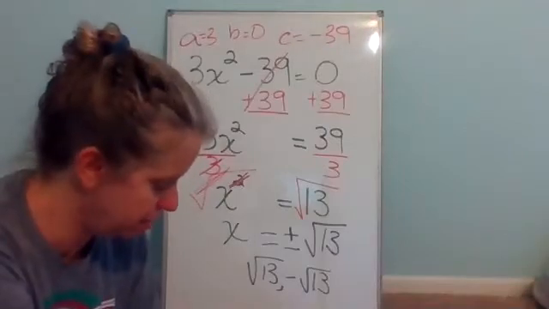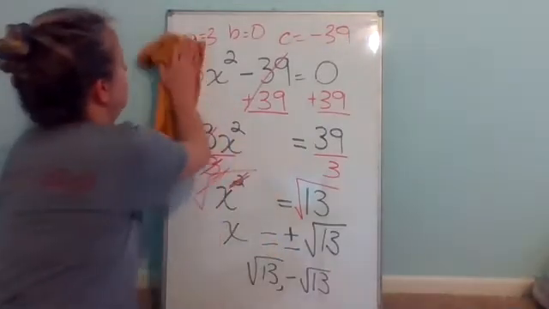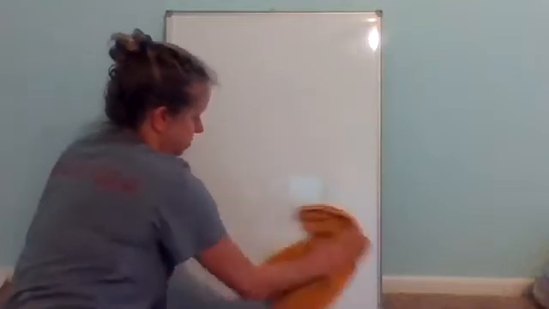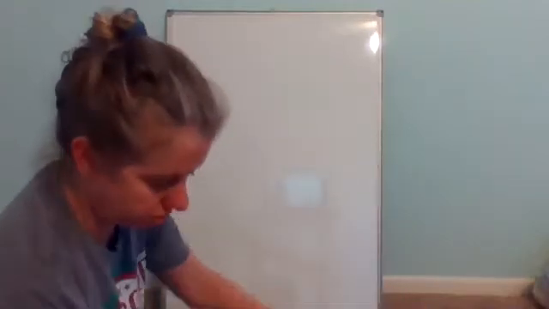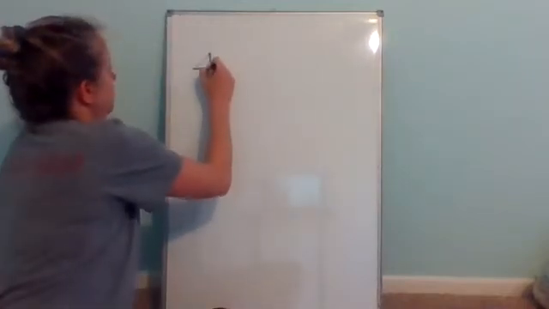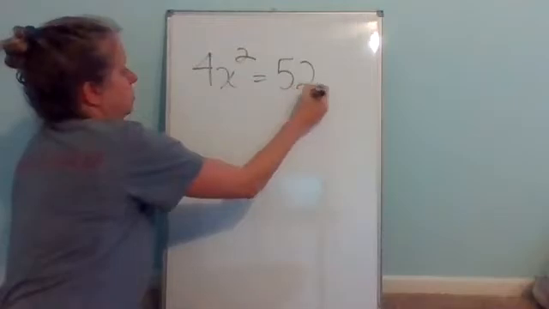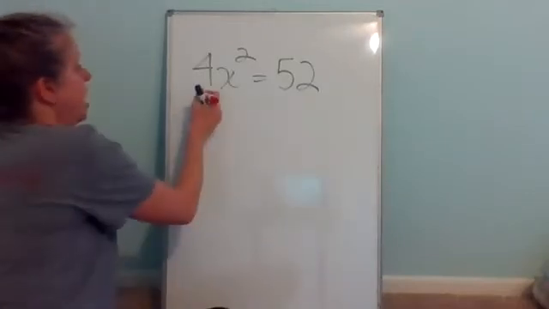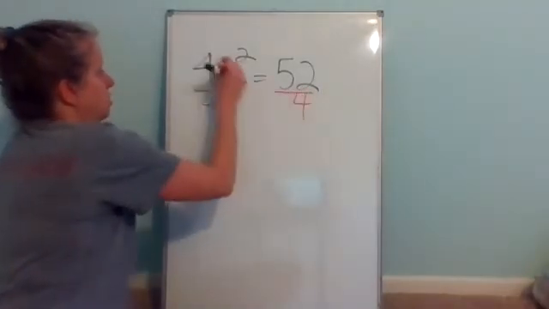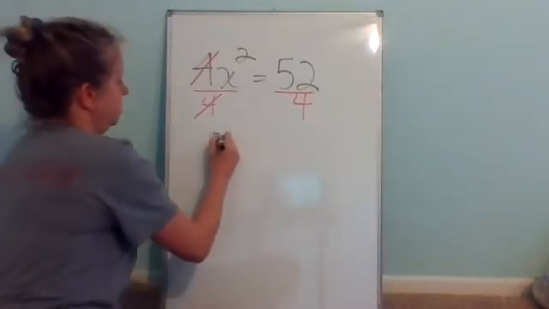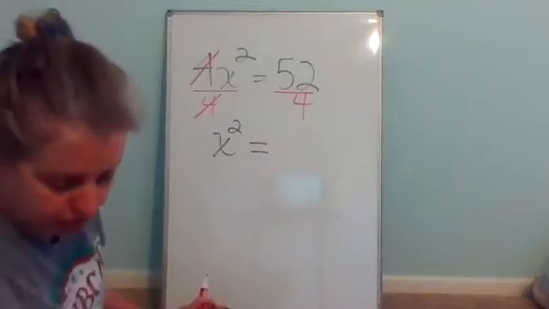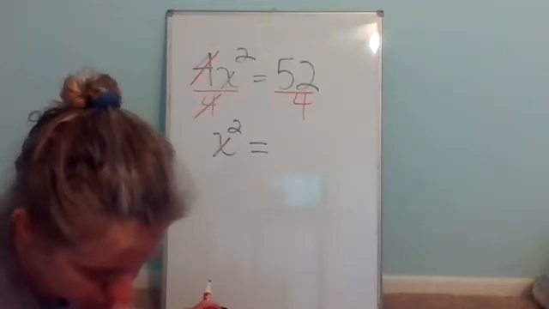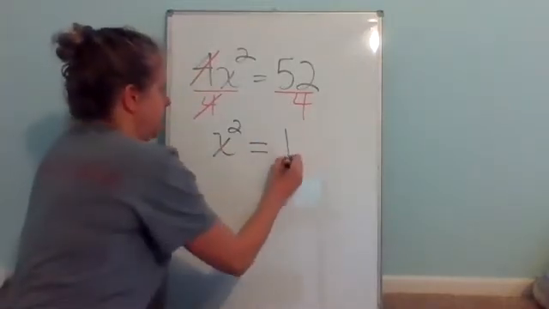Okay, number 5 is the same kind of problem. For x squared equals 52. So again, another good problem to use the square root property. To get x squared by itself, I would just divide both sides by that 4. So again, there's my x squared, 52, divided by 4 gives me 13 again.